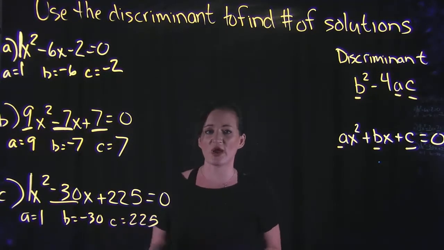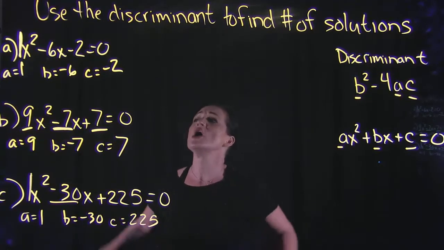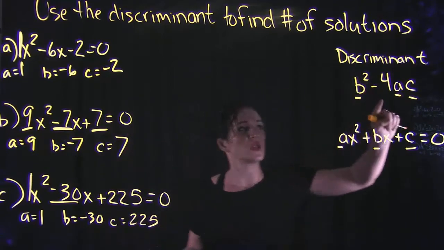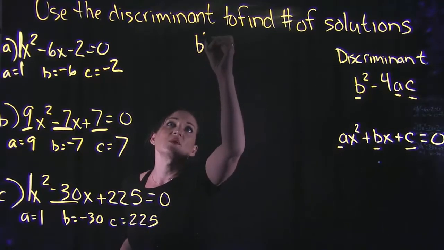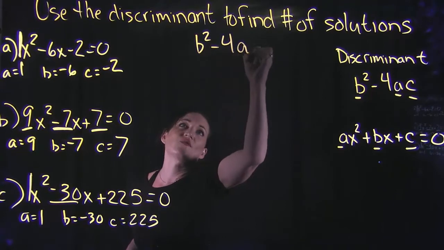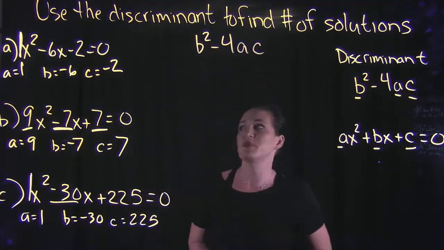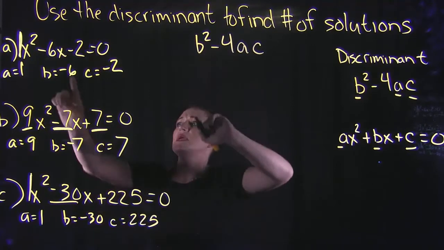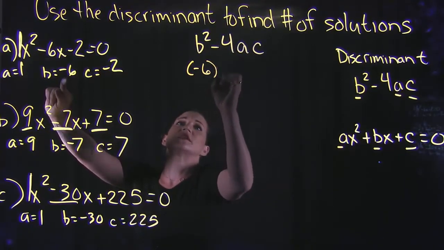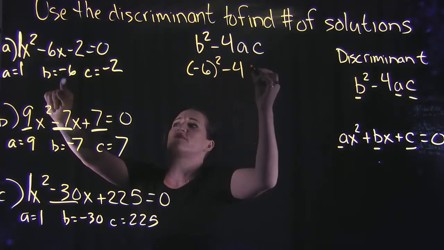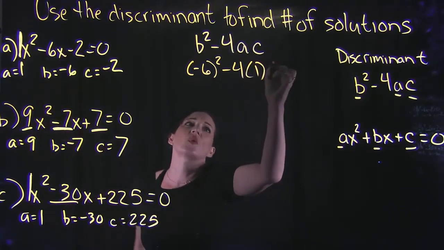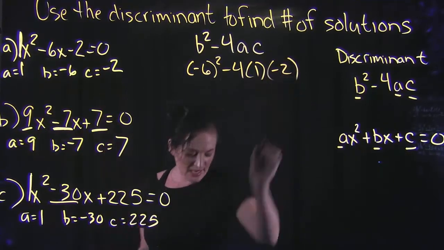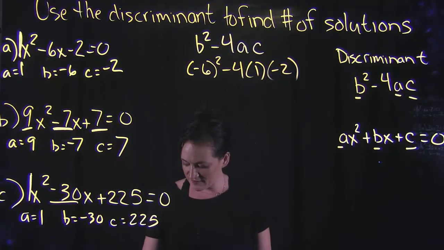So that's what you want to do first. Make sure you know what your a, b, and c values are so that you can take those and plug them into your discriminant, which is b squared minus 4ac. And we're going to simplify this. So b, we need to plug in for that first. b is equal to negative 6, so that's going to be negative 6 squared, minus 4 times a, which is 1, times c, which is negative 2. And we need to simplify this.